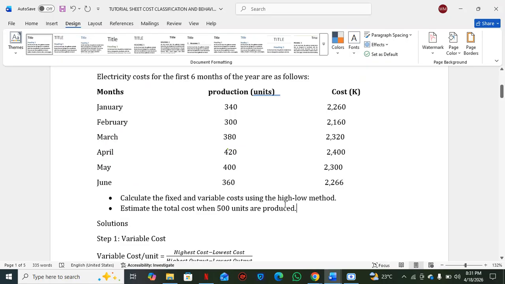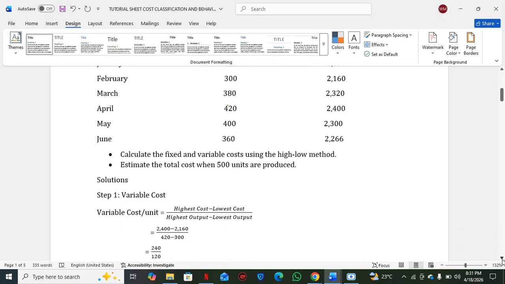So remember, Mr. Ronald, here what we don't know is what our fixed costs are and what our variable costs are. So what we're trying to do is get those things. Then we form a cost function. So using the high-low method, these are the steps, colleagues.